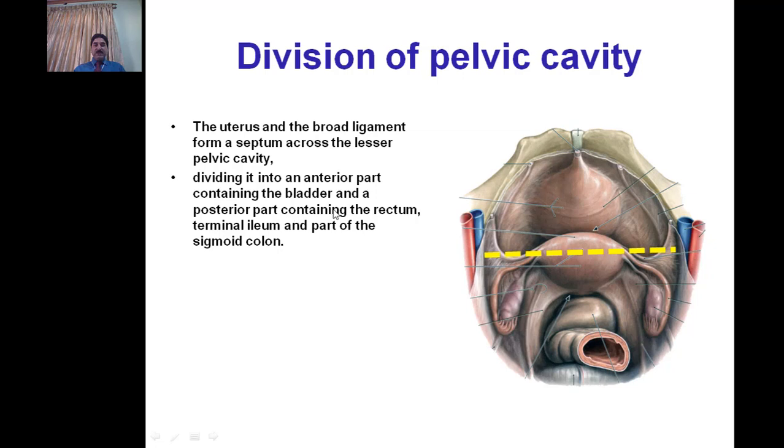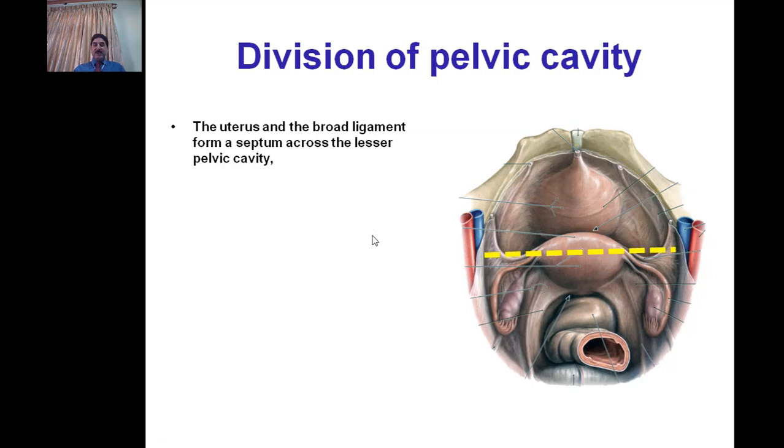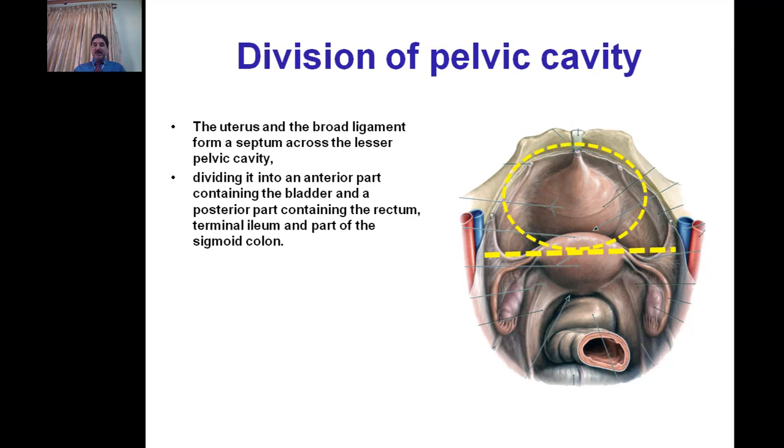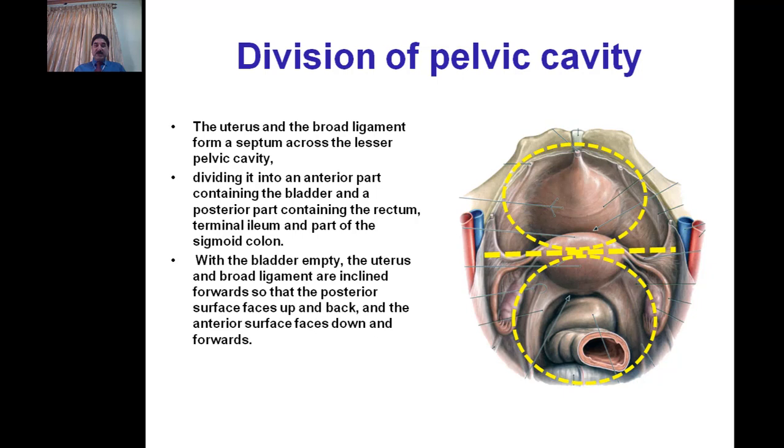As shown in this diagram, the broad ligament is represented by this transverse line which extends from the sides of the uterus towards the lateral wall, thus dividing the cavity into anterior and posterior compartments. In the anterior compartment lies the urinary bladder, and in the posterior compartment lies the rectum. So the anterior relation of the uterus is the urinary bladder, and the posterior relation of the uterus is the rectum. With the bladder empty, the uterus and the broad ligament are inclined forward so that the posterior surface faces up and back, and the anterior surface faces down and forwards.